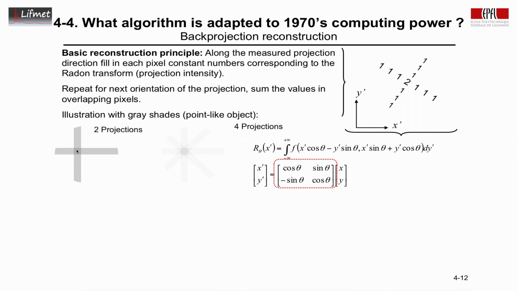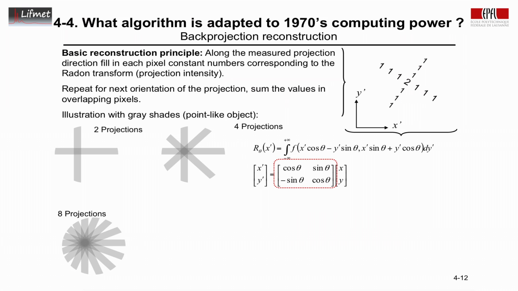Let's take 4 projections. When we have 4 projections, 1, 2, 3, 4, again we take the same intensity because it's a pointwise object, and we're starting to add the numbers together here where they overlap, so the grayscale gets progressively darker. Now we'll look at 8 projections.